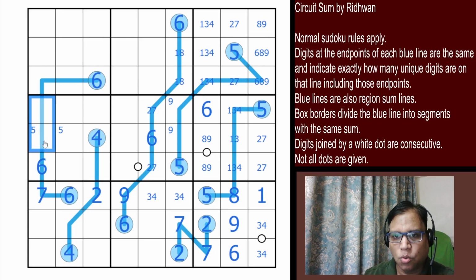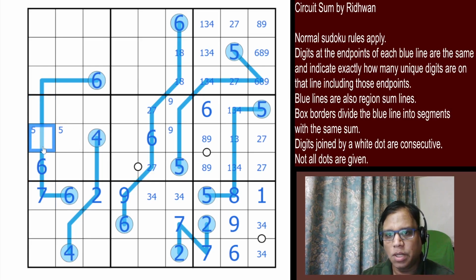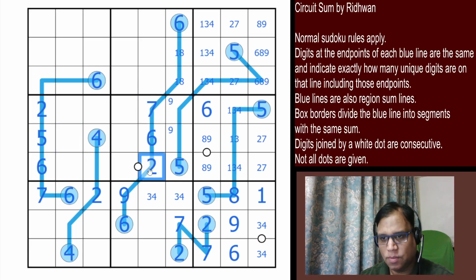And this must be now 2 5, right? Because the other two must sum to 7. And 7 cannot be 1 6, that cannot be 3 4. The only possibility is 2 5, and now we know that 5 is here, 5 is here, and 2 is here. That 2 means this has to be 7, this has to be 2. This could be 1 or 3.